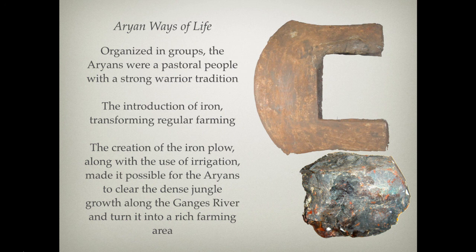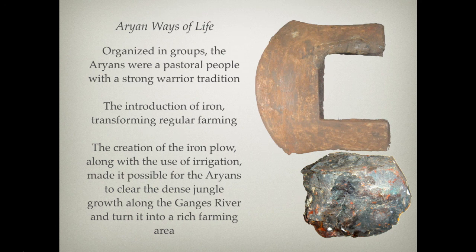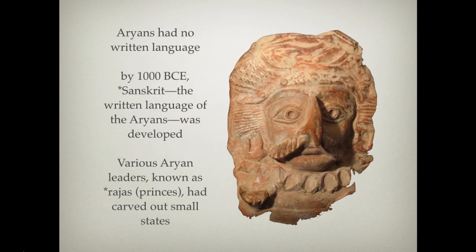You have the creation of the iron plow, and with the iron plow, this allows the possibility for new, stronger developments of irrigation, and it made it possible for the Aryans to clear the dense jungle that grew along the Ganges River and allowed for the settlement along that Ganges River, which ended up being actually quite rich farming land, as one would guess, with such dense vegetation growing all about it. And so we see an expansion of the Aryans into northern India and the conquest and cultivation of new areas by this group.